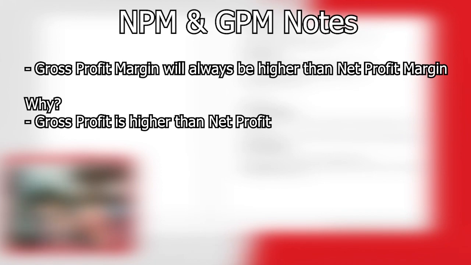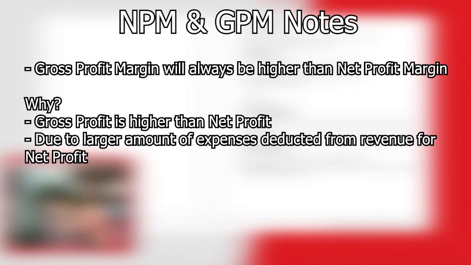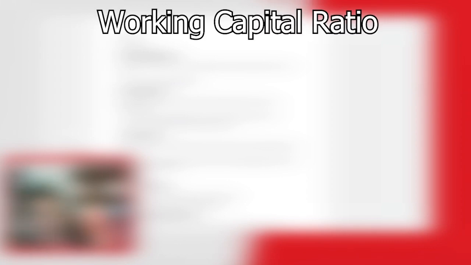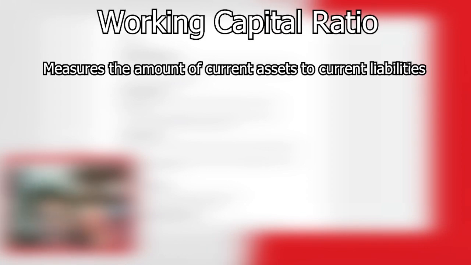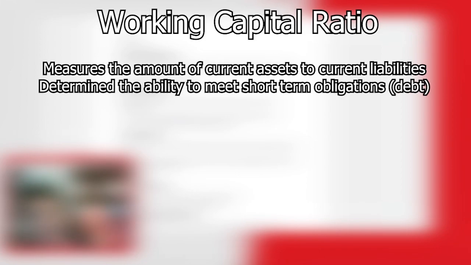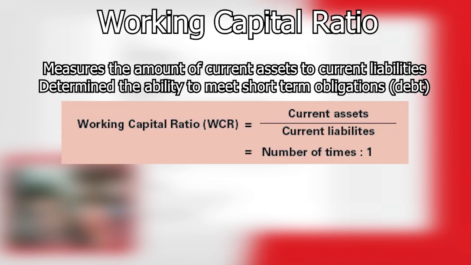And if you look at any income statement, you're going to see the gross profit is always higher than the net profit. Next, we've got our liquidity. So liquidity, first one, working capital ratio. This measures the ratio of current assets to current liabilities to assess the ability to meet short-term needs. So here it is: current assets over current liabilities.